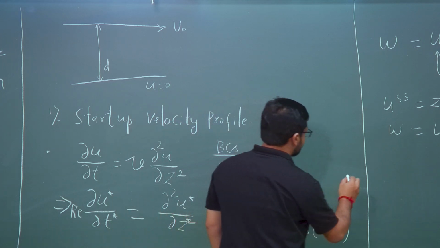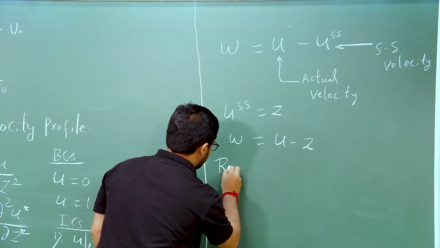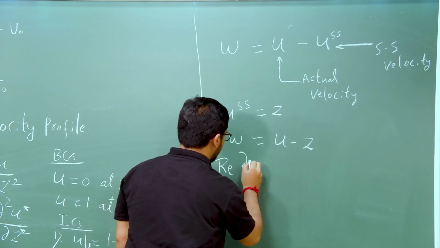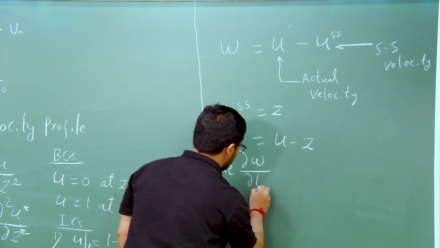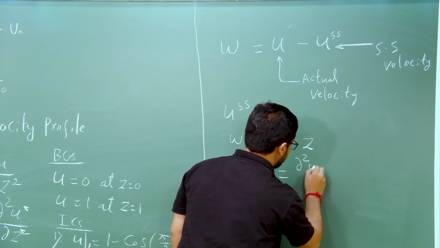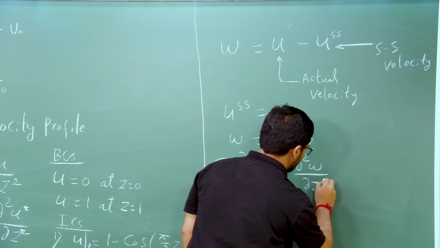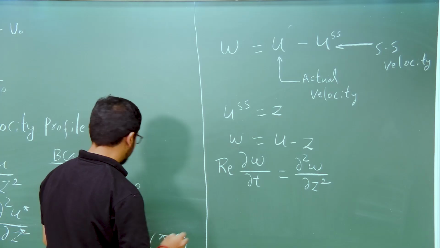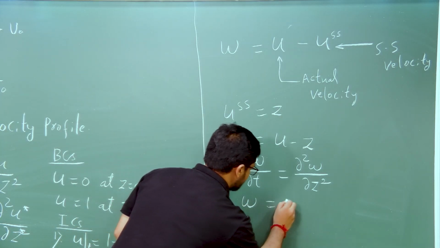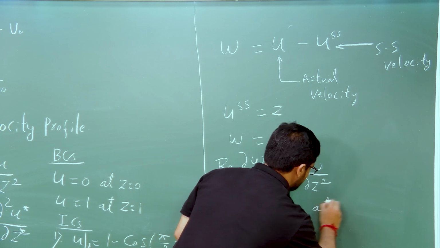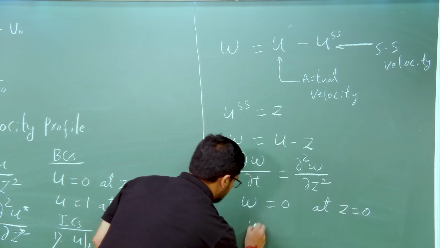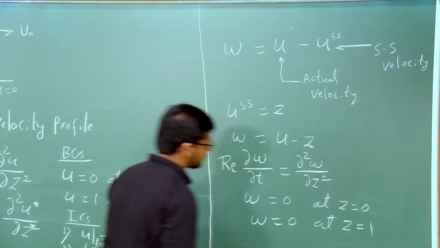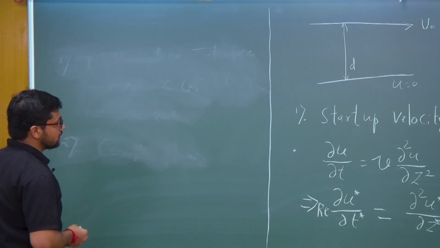So, in our differential equation, if we put the value of u from this equation into that equation, it becomes Re times ∂w/∂t equal to ∂²w/∂z², and the boundary conditions will remain. The boundary conditions now become homogeneous. So you will get w equal to 0 at z equal to 0, and w equal to 0 at z equal to 1. So, that is our PDE.